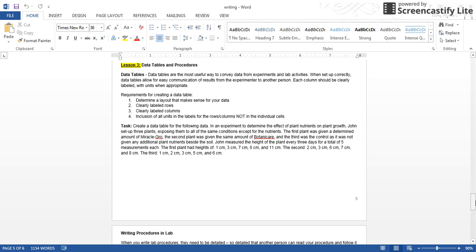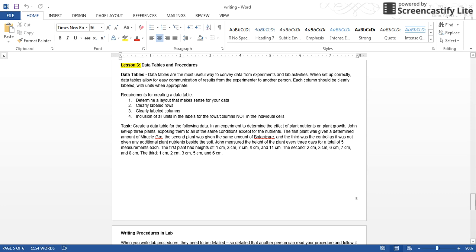When they're set up correctly, they allow for easy communication of the results. There's no doubt for what everything is displaying in the data table. Each column needs to be clearly labeled, and you need to use units whenever you need to. So some requirements that we're going to use as the basis for this year: you need to determine a layout that makes sense for your data, clearly label the rows and columns, and include all units in the labels, but not in the individual cells. That just gets it bogged down.